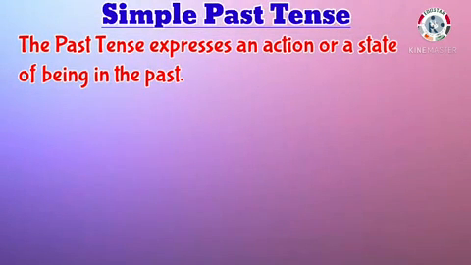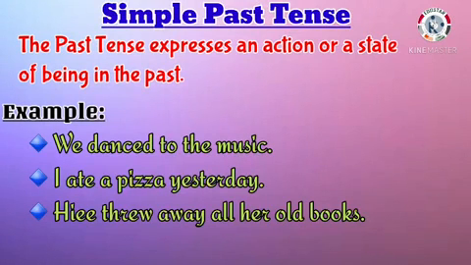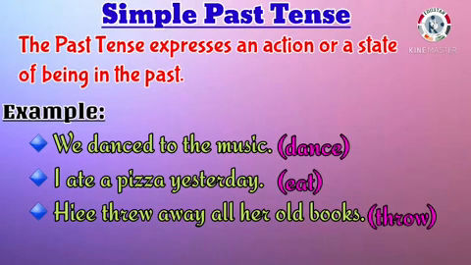Next, simple past tense. The past tense expresses an action or a state of being in the past. For example, we danced to the music. I ate a pizza yesterday. He threw away all her old books. In these sentences, the verbs danced, ate, threw tell us about the actions that happened in the past. These verbs are in simple past form.